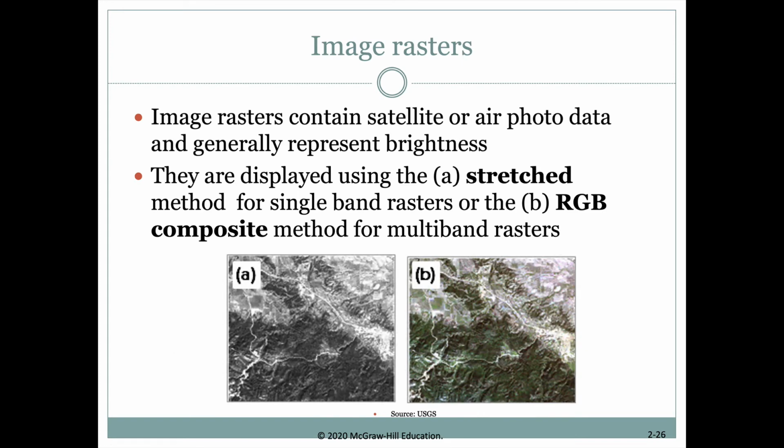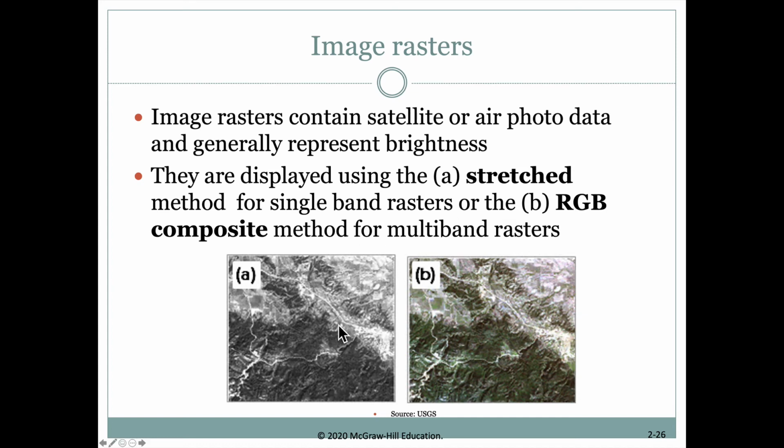Another type of image raster we can have is a satellite image or an aerial photograph. These can often serve as the base maps for other maps, but they basically just show what the ground would look like from the air. They're typically displayed using the stretched method so that we can get the most contrast and image enhancement possible.